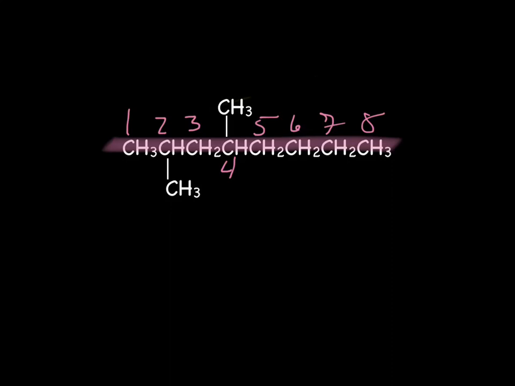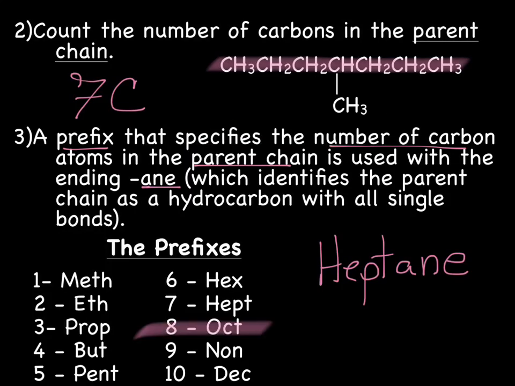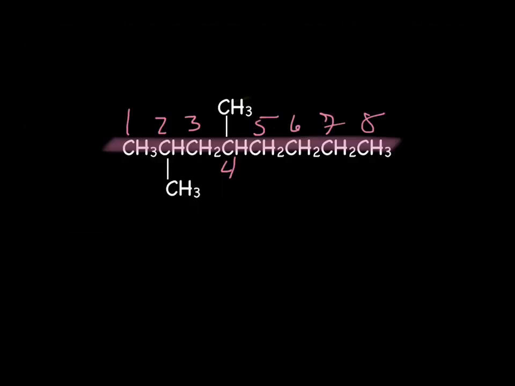Okay, so why did I pick numbering left to right versus right to left? Well, if I would have gone right to left, the lowest number branch would have been on the 5 carbon, which does not work. Okay, so what is the prefix for a parent chain with 8 carbons? It looks like it's oct. So we're going to use the prefix oct. Turns out I really can't spell. And because this is an alkane, this will be octane.